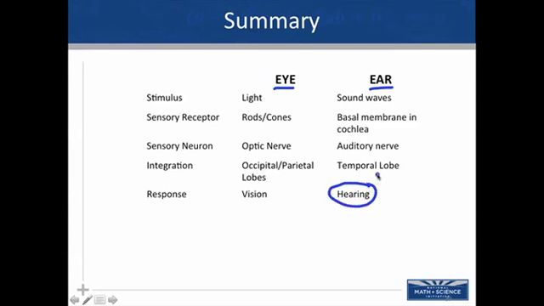So those are two distinct examples of how our nervous system can receive sensory information, then integrate and formulate a response to that. And that wraps up our exploration of the nervous system.